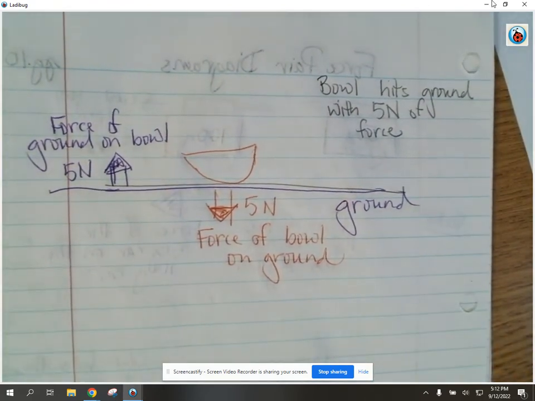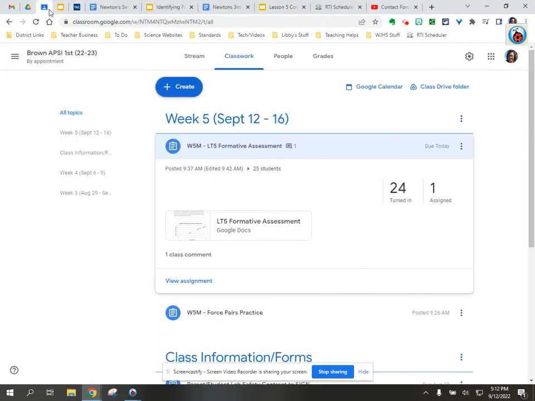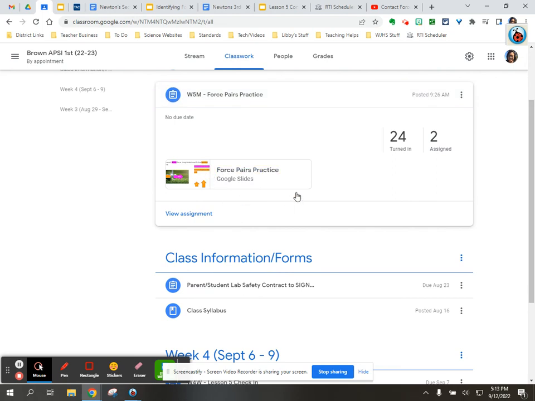All right, you'll see some practice that I have posted on Google Classroom, and it is called Force Pairs Practice. So that will hopefully help solidify this idea in your head.